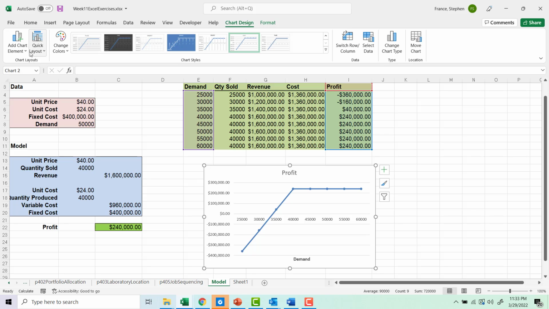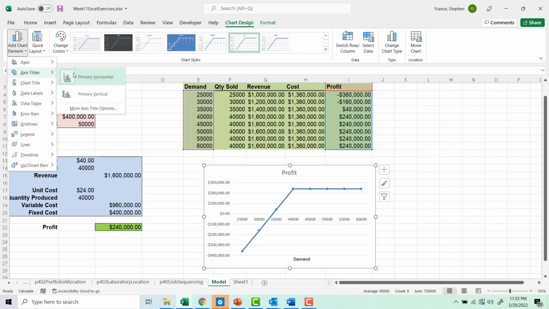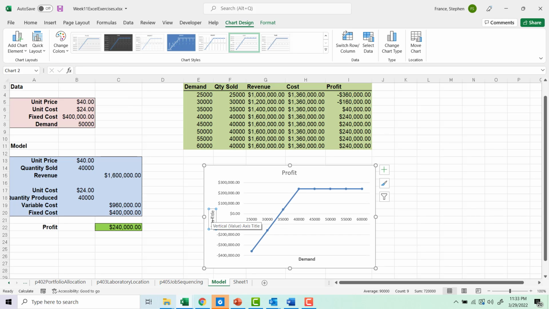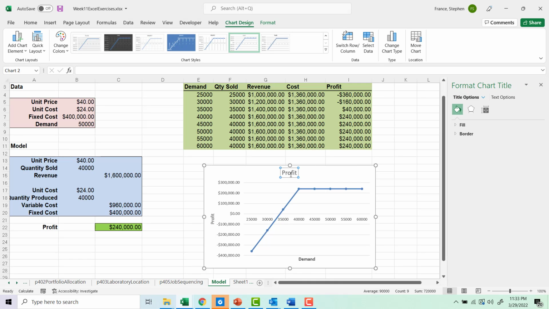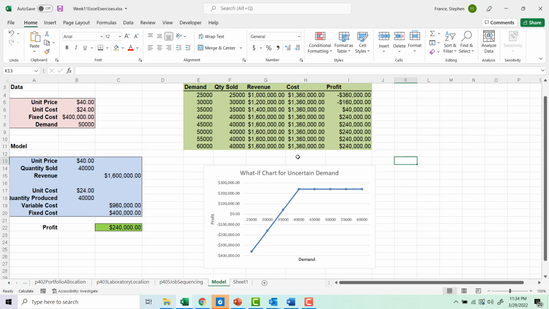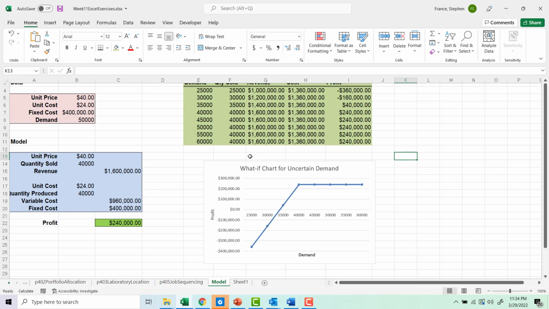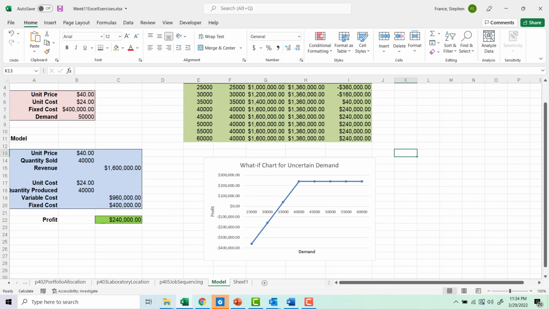And let's just add some chart elements, axis title, primary horizontal is demand. And on the y-axis, we have the profit. And we're going to call this what if chart for uncertain demand. Okay, so that is the one-way table example given on page 407 using the profit model data.